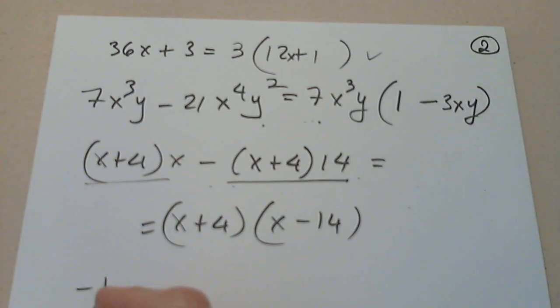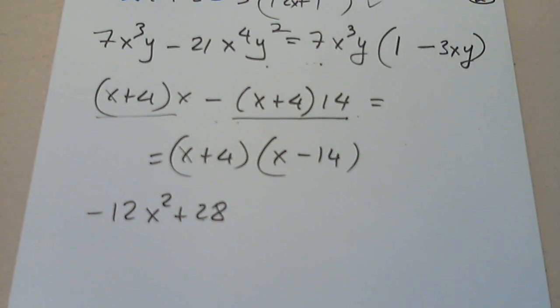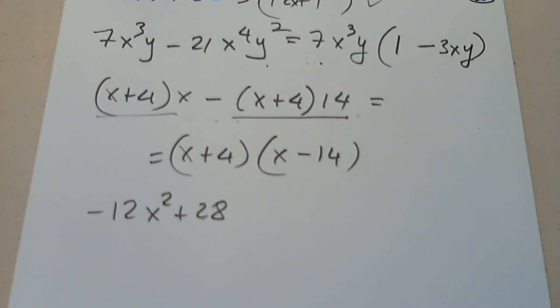Okay, let's also look at this. Negative 12x squared plus 28. Is it a binomial, trinomial, or polynomial? This is very important to identify. Binomial? Yes. Greatest common factor? Yes. So first the question is descending order? Yes. It's in descending order.